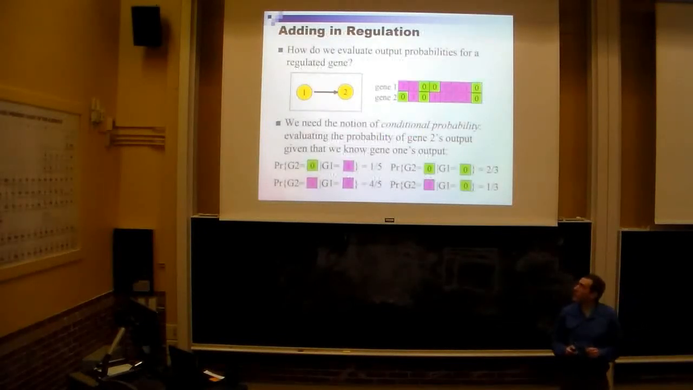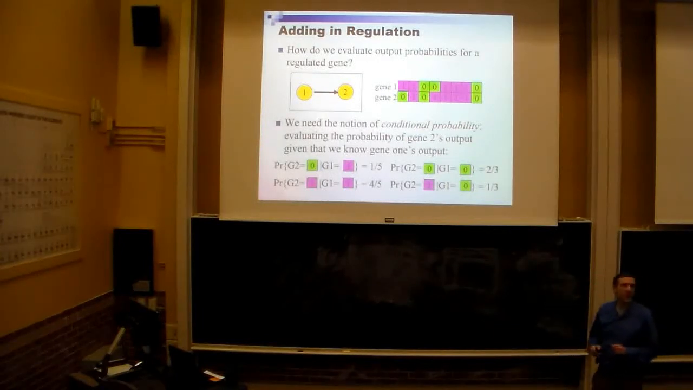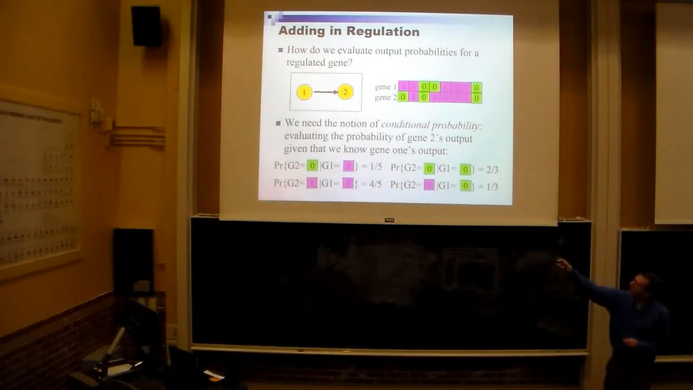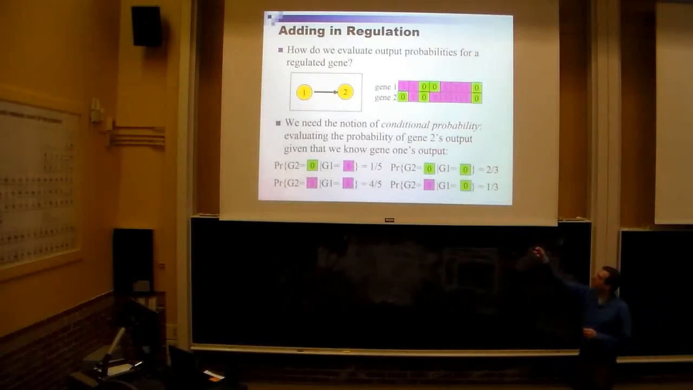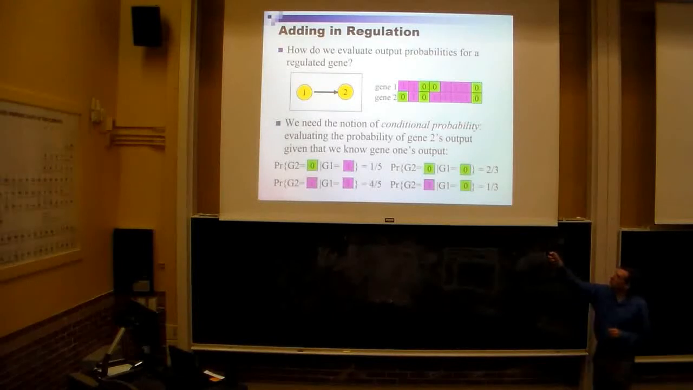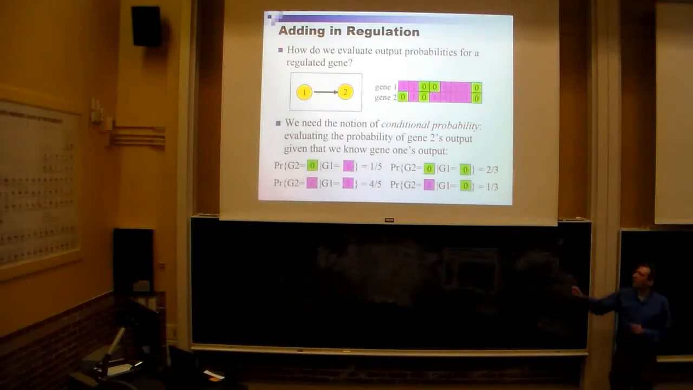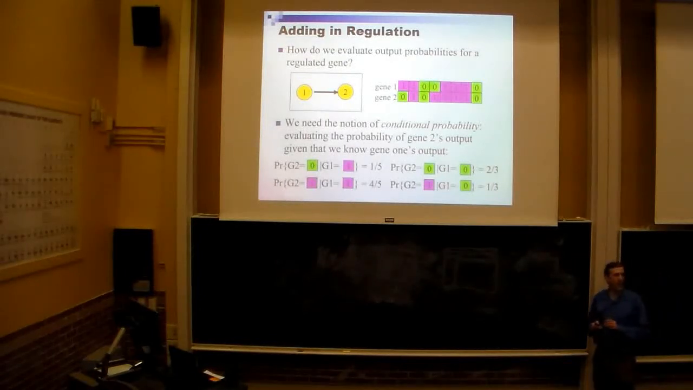All right, so things get a little trickier when we move to a model that has regulation, and we need to bring in another concept from probability, and that's the notion of conditional probability. So if we're declaring that gene 1 regulates gene 2, then we're saying that gene 1's values are unregulated. We know how to evaluate the likelihood for an unregulated gene, but gene 2's values are conditional on gene 1's. So we're assuming when gene 1 is on, that gene 2 will have some propensity for being on and off. And when gene 1 is off, gene 2 will have a different propensity for being on and off. So that's the idea of a conditional probability.